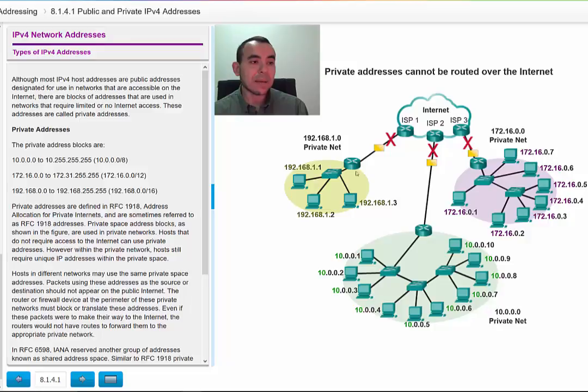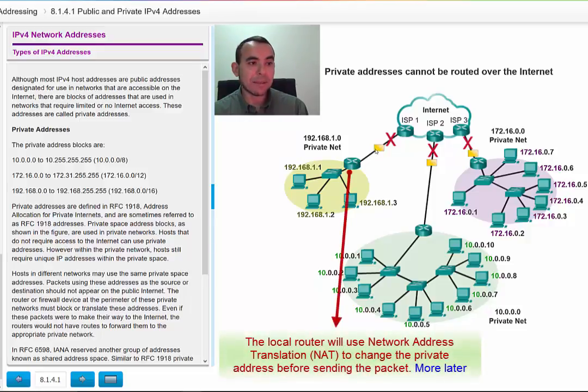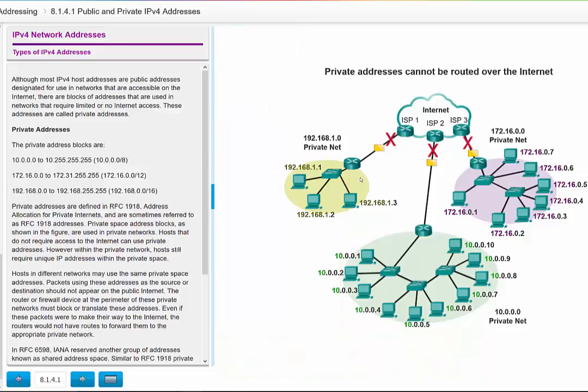So the private IP address has significance only in the local area network. Beyond the router, this router will have to change this IP address before it forwards the packet to the public internet. So the service provider cannot forward a packet with a private IP address. And that's a way for us to reuse these private IP addresses within our home networks.